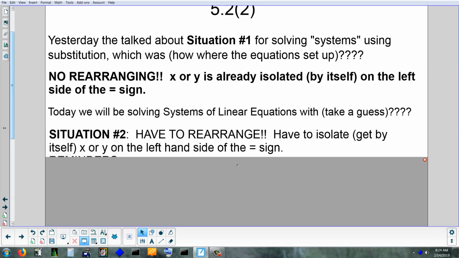Chances are, X or Y will already be alone, meaning there'll be nothing attached to it. So you'll see a single X or a single Y, but it won't be isolated, meaning it won't be by itself on the left-hand side of the equal sign. Now, Mr. Roy is going to go through the steps with you, but you're going to have options. You can choose whether to get X alone or Y alone. In the warm-up we wrote directions that told you which one to do. Now you're going to have a choice, and we're going to tell you how to make the easiest choice.